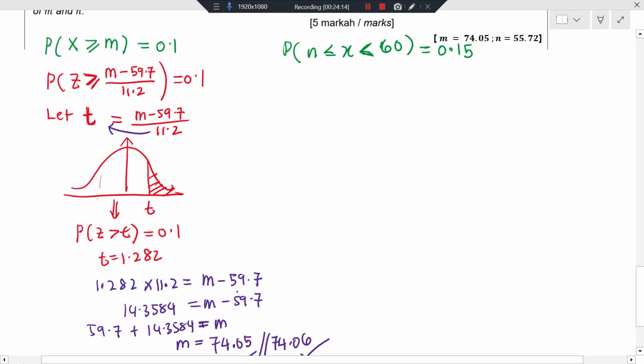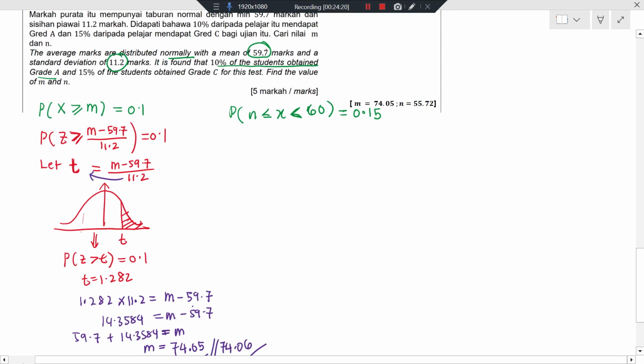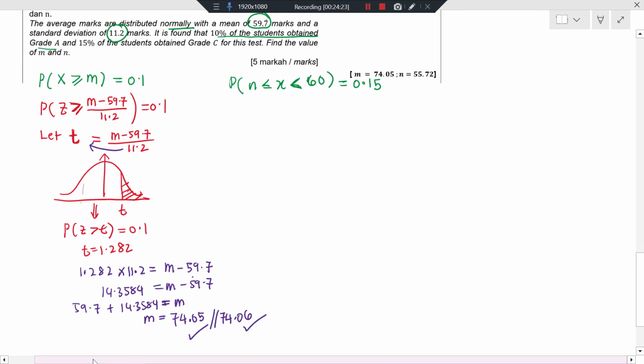It tallies with one of our answers. Okay, next one. Next one is this equation.